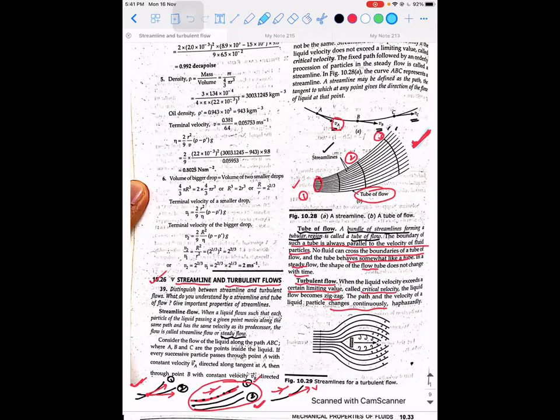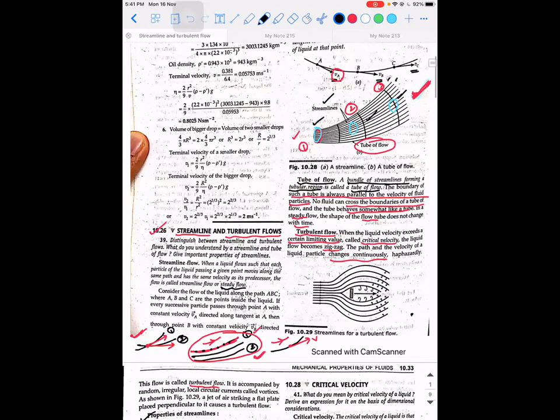Because if I take this blue color area here, and the same blue color area here, and the same blue color area here, you can understand that at point 1, more number of streamlines are moving. Point 2, moderate. Point 3, it is less. So the density is more.